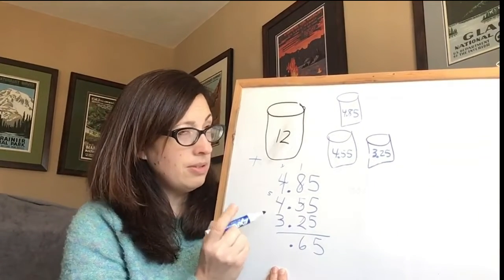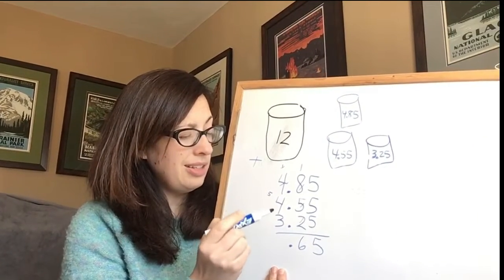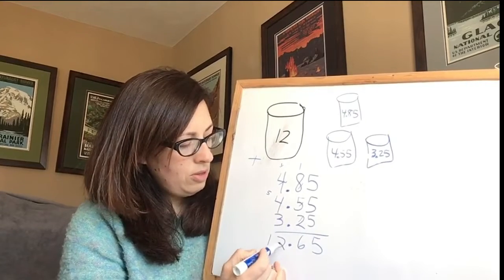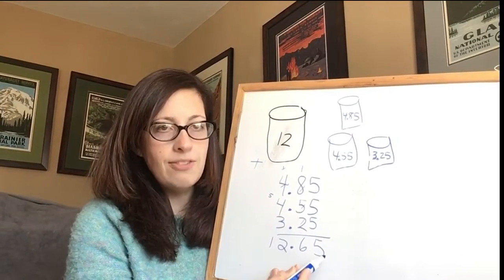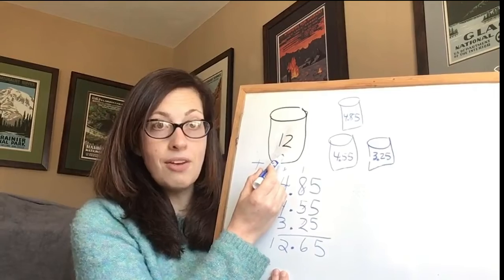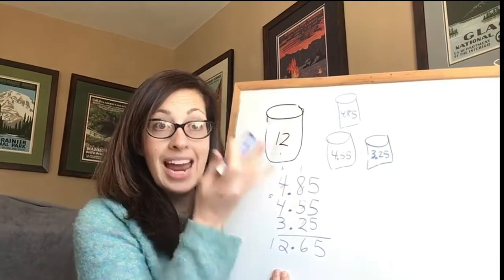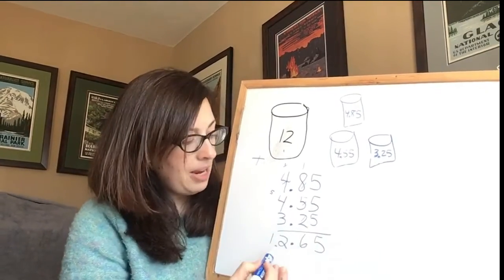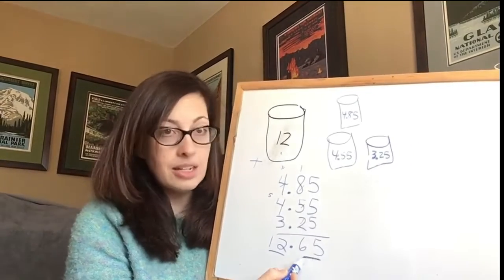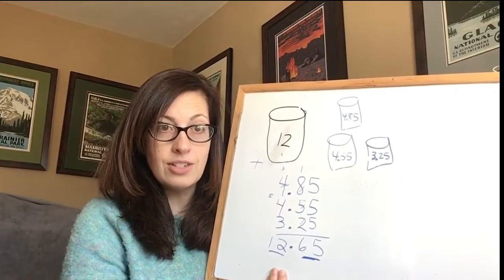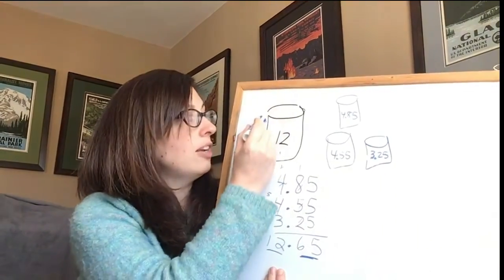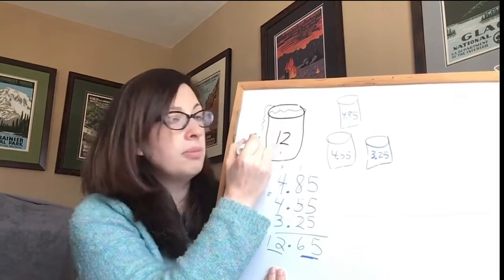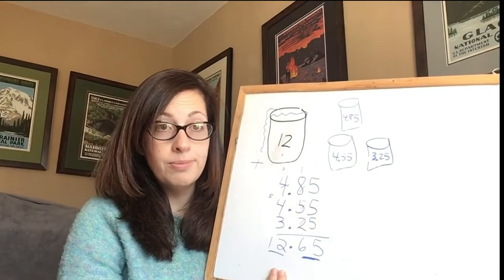And 9 plus 3 more, 9, 10, 11, 12. So I end up with 12 and 65 hundredths. So do I have enough to fill my water cooler? Indeed, I do. Because I have 12 and a little bit more. That's what that 65 hundredths is. Okay, so actually it'll fill it up and some of it might overflow.